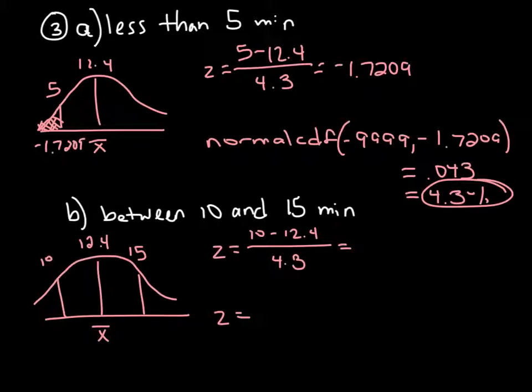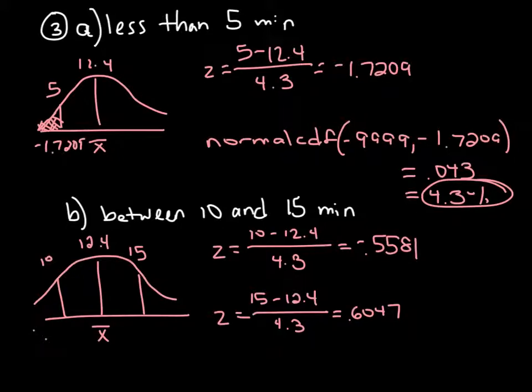So when you do that, you get negative 0.5581. Okay, now if we want to find the z-score associated with 15, we do 15 minus the mean and divide that by the standard deviation, and that gives us positive 0.6047. So that means that 10 is 0.5581 standard deviations below the mean, and 15 is 0.6047 standard deviations above the mean.